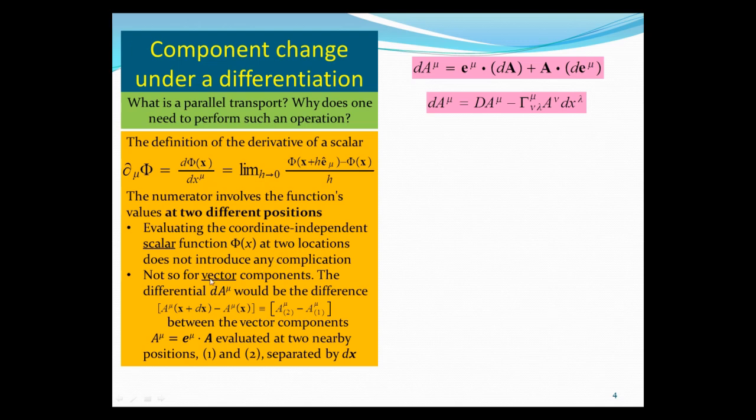But that's not the case for vector components, because the differential dA mu of a vector will involve the difference of the value at x plus dx and at x. Let me call the first one the value of the components at location 2, compared with the value of the components at location 1. Okay.